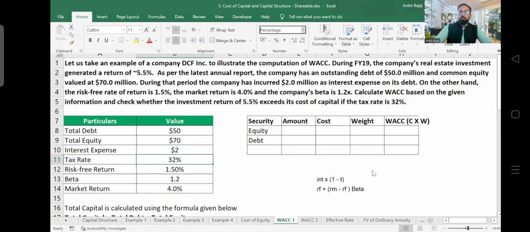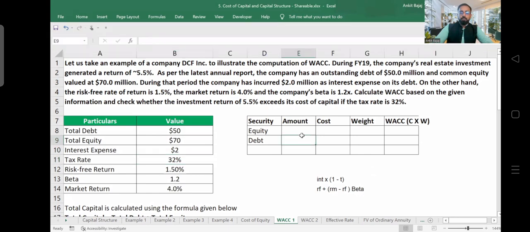Now, you know what I have to do? First, I will write down the amount. So amount of equity is $70 million and amount of debt is $50 million, right? Now I have to calculate the cost. If I want to calculate cost of interest, I will be using this formula, interest into 1 minus t. So what is the interest cost? Interest expense is $2 million.